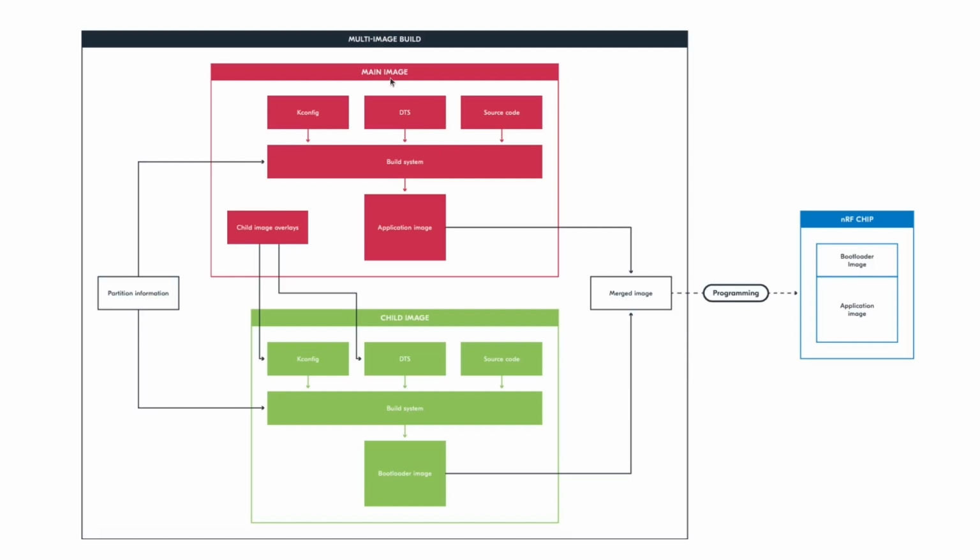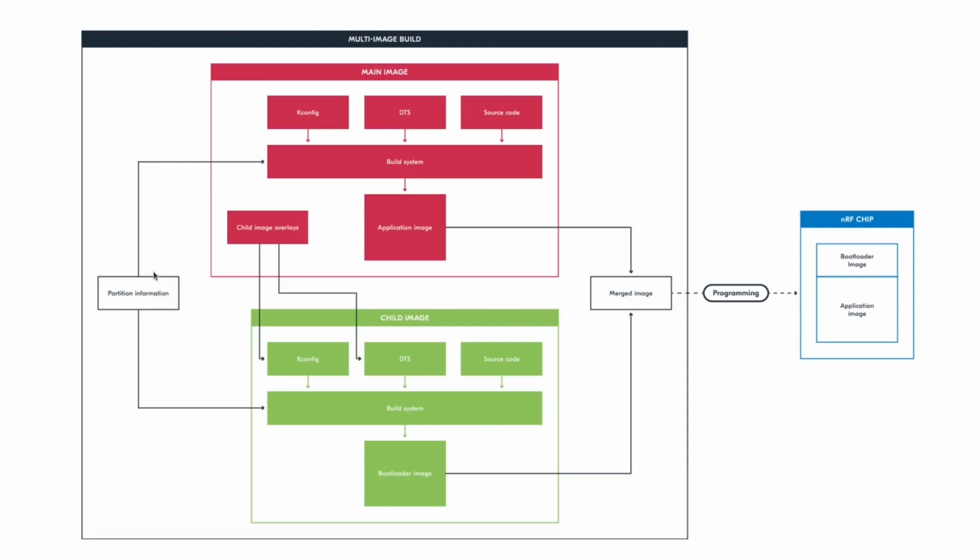Then you have one main image, that would be, for example, the application, and you have several child images. The application has source code and configurations and so on, and the child image has the same. However, in addition to this, there is some partition information handled by the Partition Manager, which goes into both, since they get it from a common source.